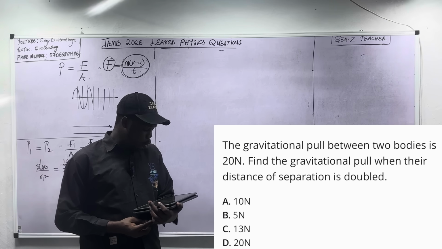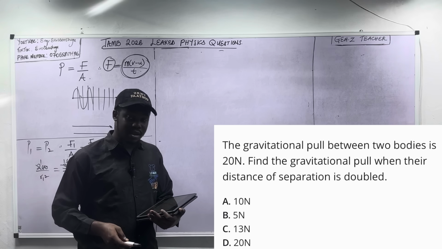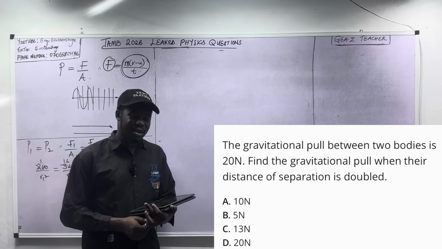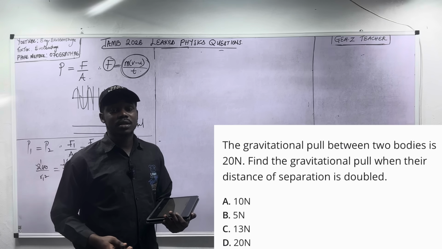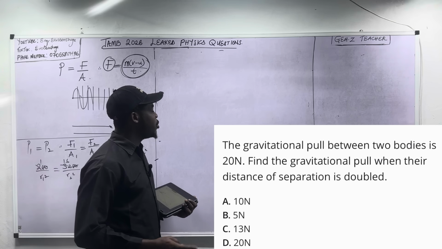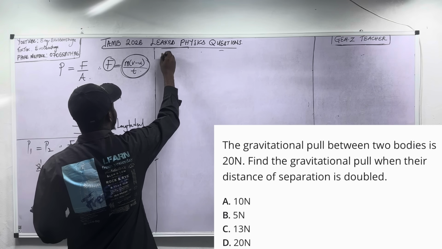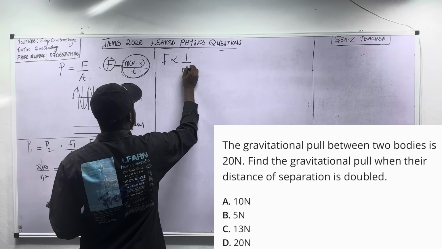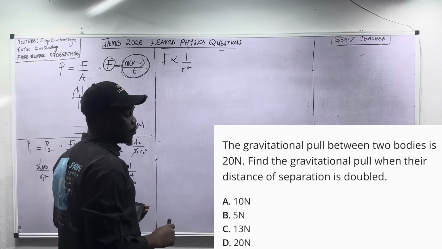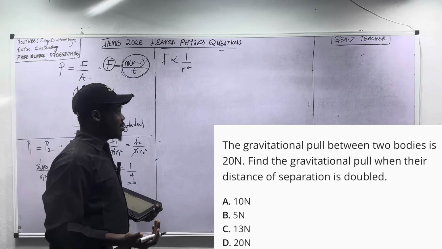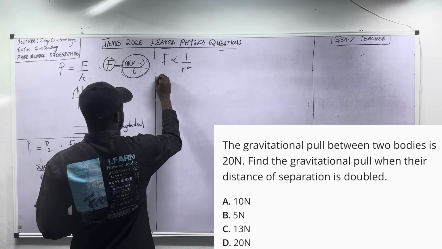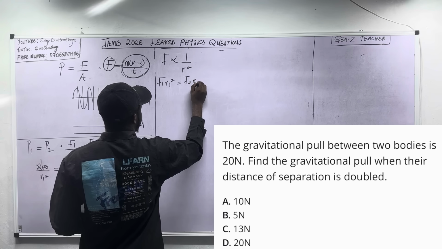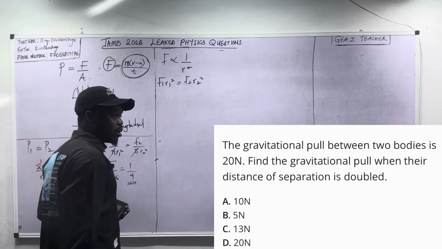Okay, next question. The gravitational pull between two bodies is 20 newtons. Find the gravitational pull when their distance of separation is doubled. Now, this is from Newton's law of gravitation. Recall, Newton told us that the force is inversely proportional to the square of the distance apart. So if you bring out your constant term, you're going to have F1 R1 squared equals F2 R2 squared. Remember this formula. It's very, very important to remember that.